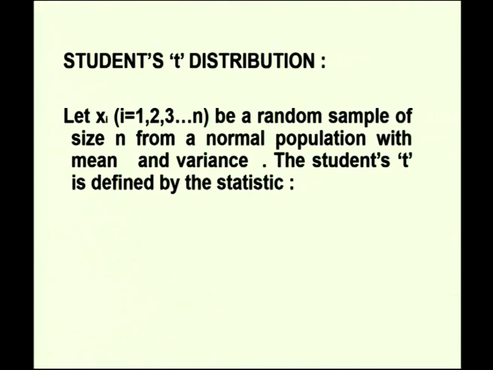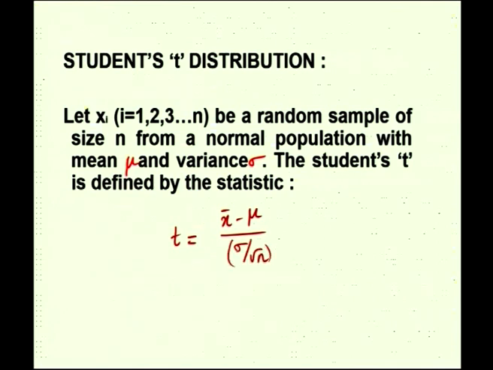So, student's t distribution: let xi, i equal to 1, 2, 3 up to n, be a random sample of size n from a normal population with mean mu and variance sigma squared. The student's t is defined by the statistic t is equal to x bar minus mu divided by sigma by root n, where x bar stands for sample mean, mu is population mean, sigma is standard deviation of the population and n is the size of the sample.